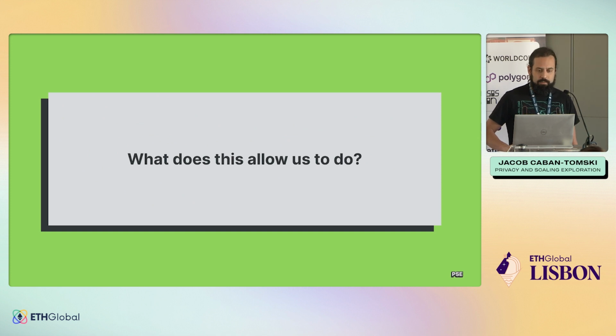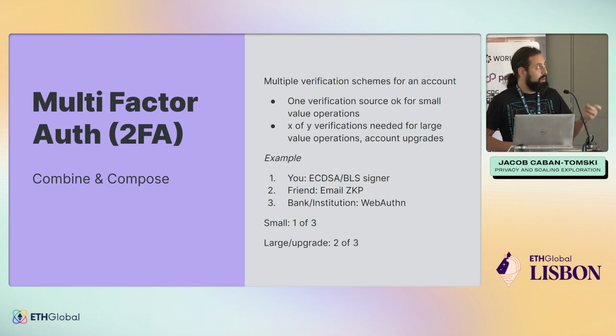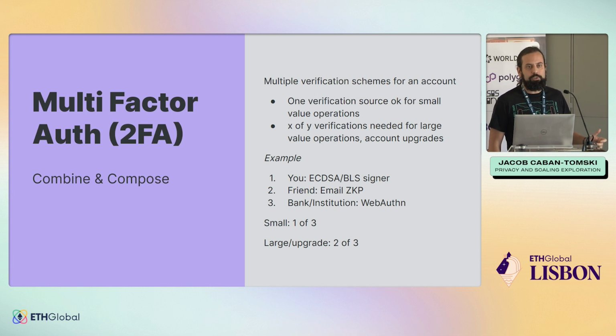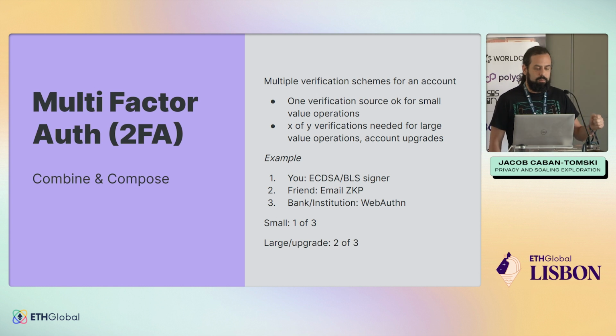So what does this allow us to do? We can have multi-factor auth situations where we combine and compose multiple of these together. And so for an account, for smaller things, you might be able to use one of these methods for sending small things. But if you want to upgrade the implementation or send larger amounts, you would need, say, 2 of 3 to do this. So in this example, you might have an ECDSA or BLS signer. Your friend may be just using their email to help you. And there may be a bank or institution you trust that also is a backup signer for those. And so for small things, like your bank paying your bills for you, or you sending money like you would on Venmo or something, you might only need one of these signers.